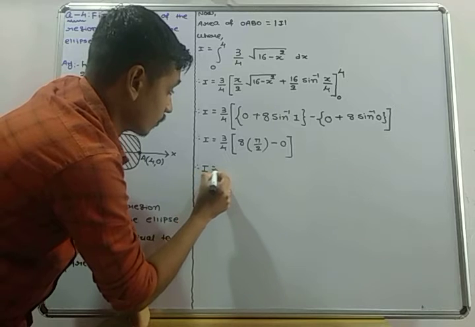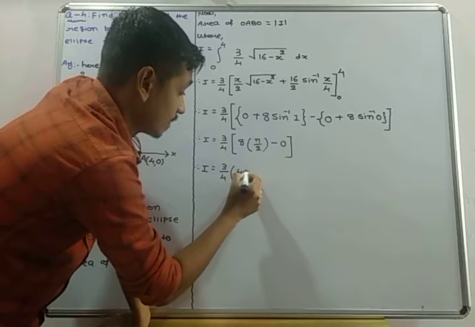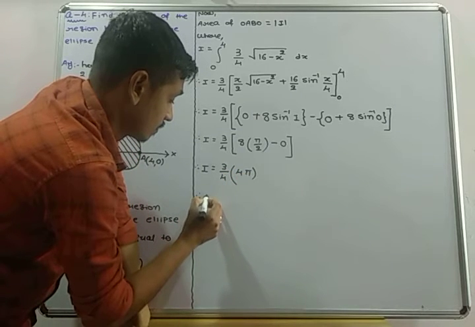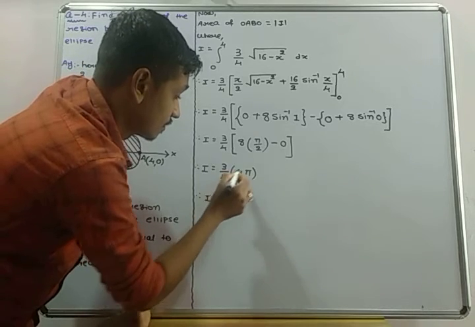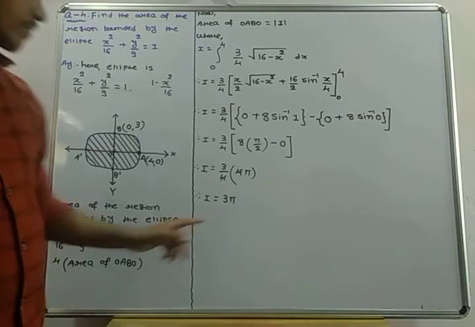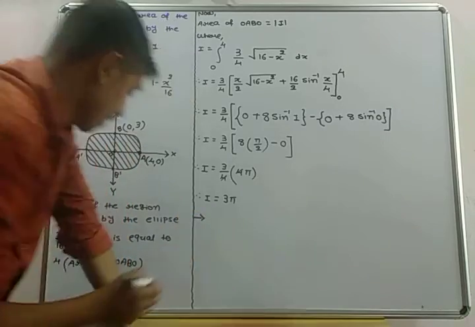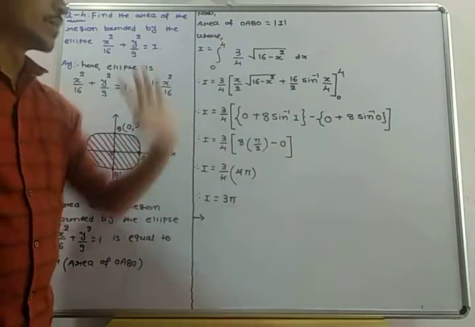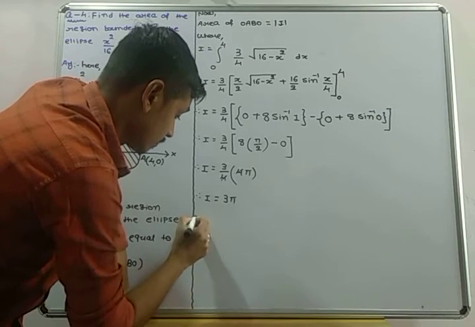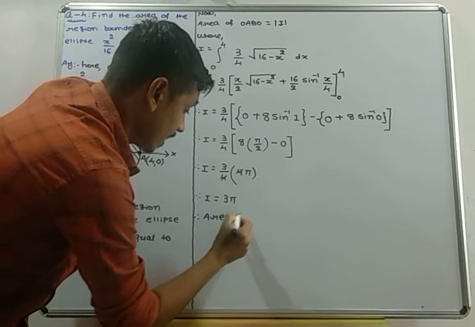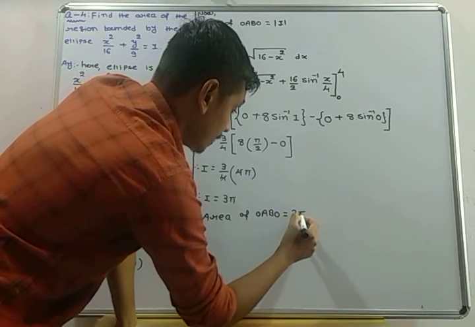So I equals 3 by 4 into 8 pi by 2, which is 4 pi. So I equals 4 cut and answer 3 pi. This is I equal to 3 pi. In the last sum we forgot to write first the area of OABO equal to mod of I. So area of OABO equals mod of I, which equals 3 pi.